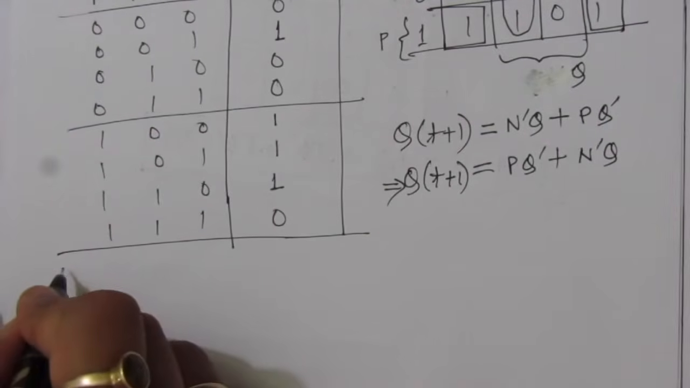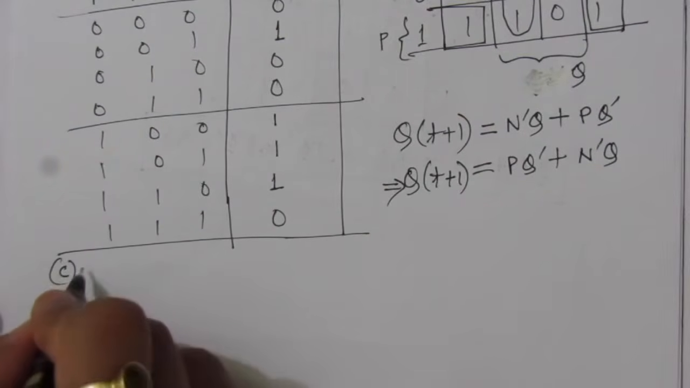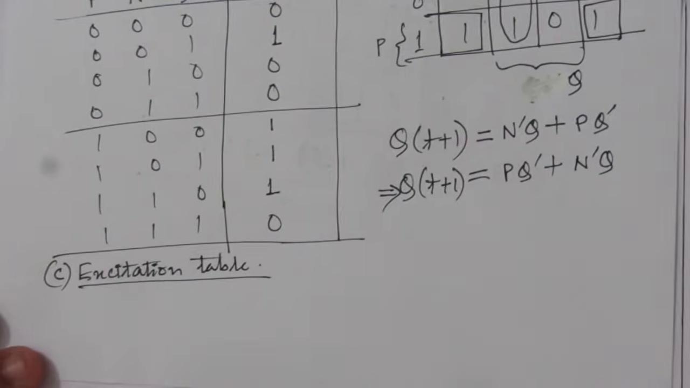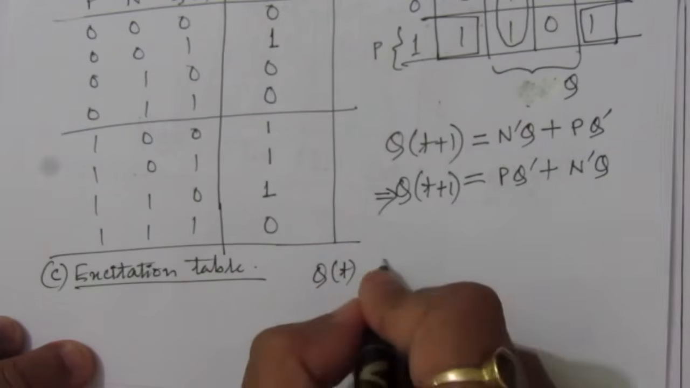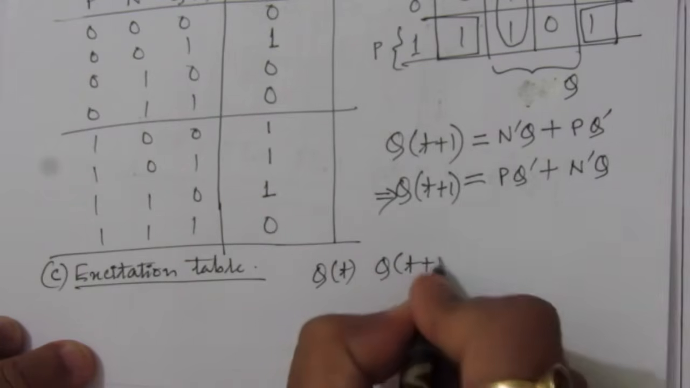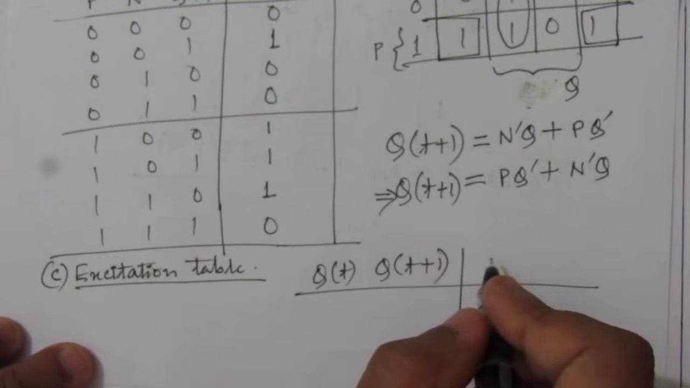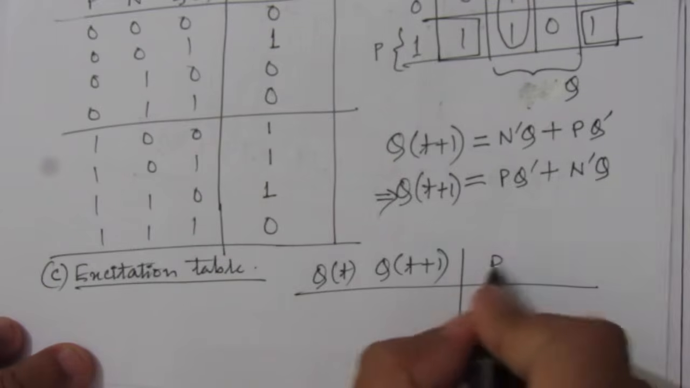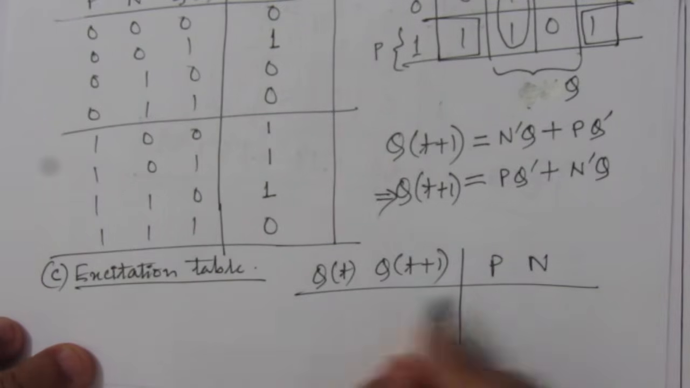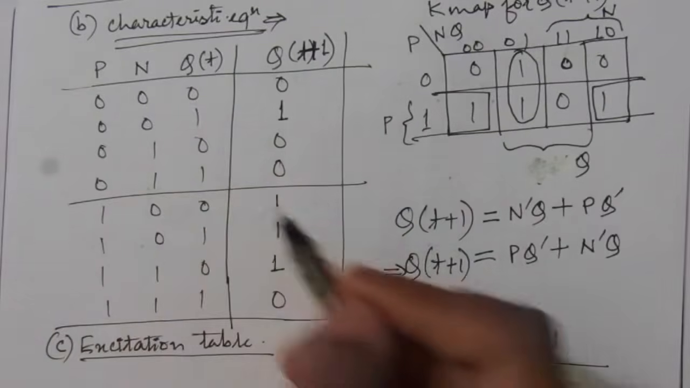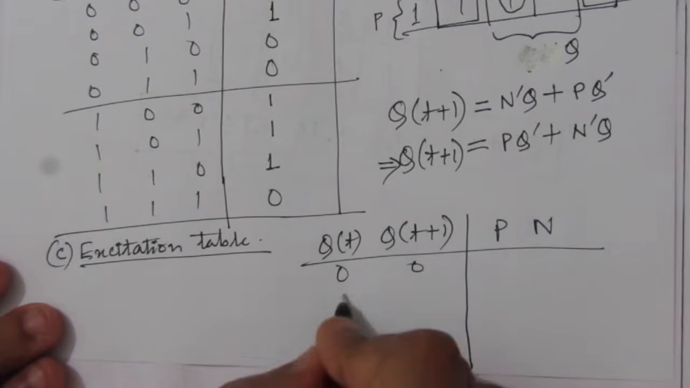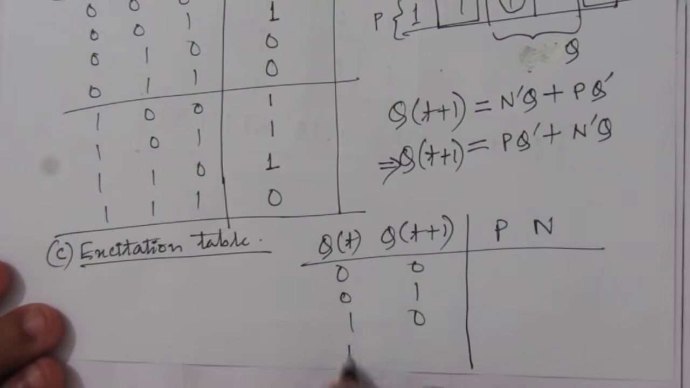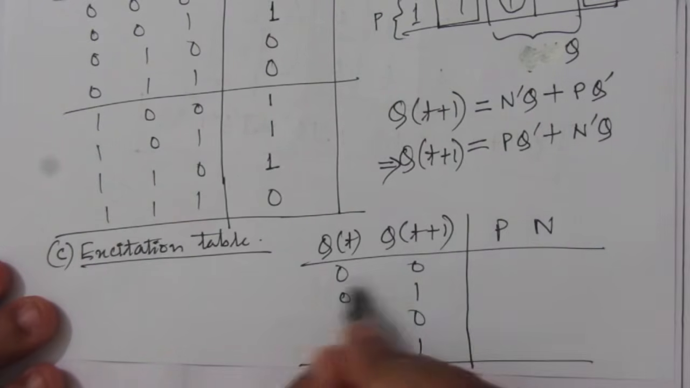In the third part we have to find out the excitation table. In the excitation table we'll have Q(t) and Q(t+1) as input. We will have to find out the respective inputs, that is P and N. We have to find these values from this characteristic table. So we will have the combinations 00, 01, 10, 11. First of all we have 00.